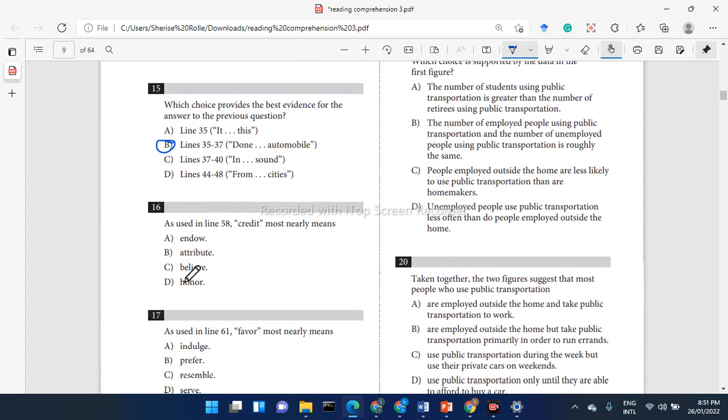Okay, number 16. As used in line 58, credit most nearly means, is it to endow, to attribute? Honestly, I don't even know what endow means. Anyone know what endow means? Endow, if you endow in something.